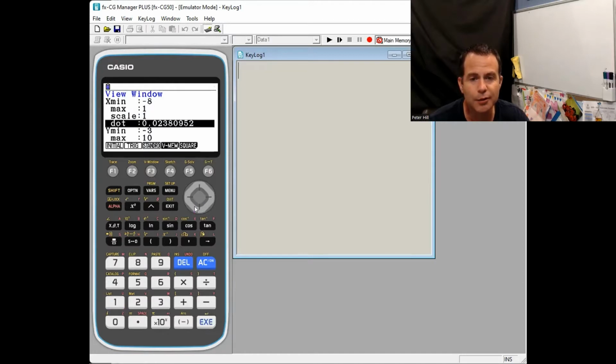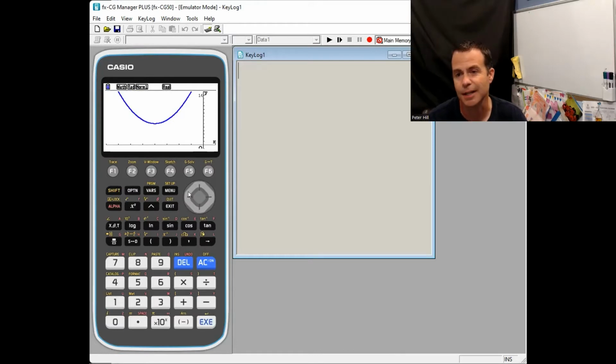I'd like to go a little higher as well. So let's bring my Y min to be -1. And let's bring my Y max maybe up to 15, just so we see a little bit more of that graph. Let's take a look at what that looks like. That's kind of a nice looking graph.